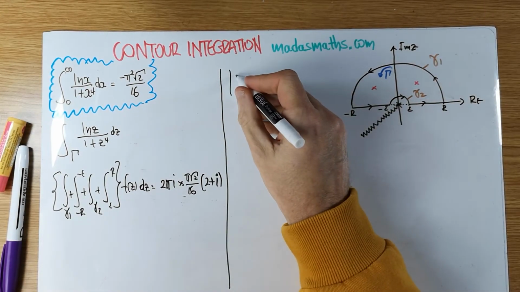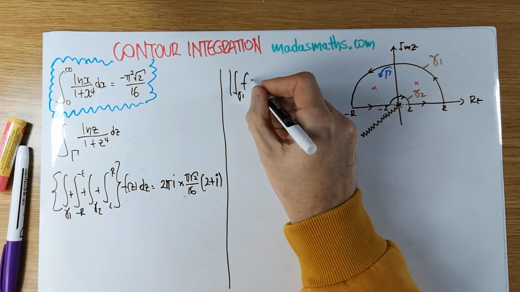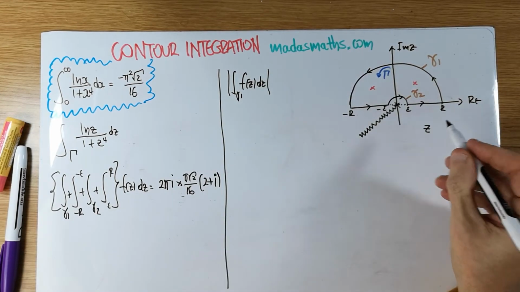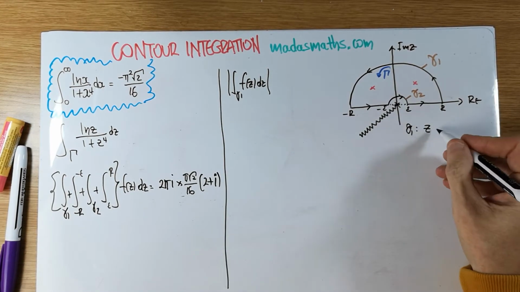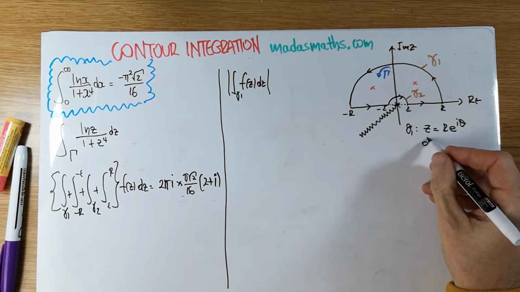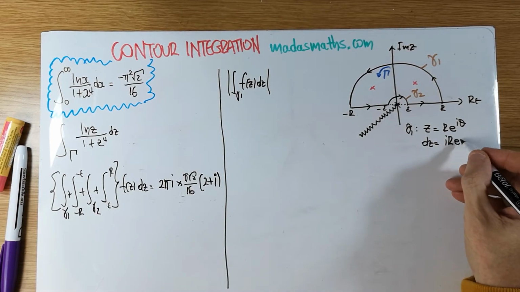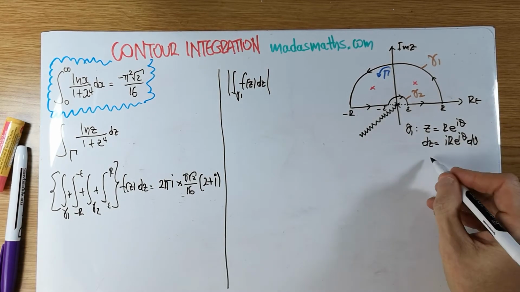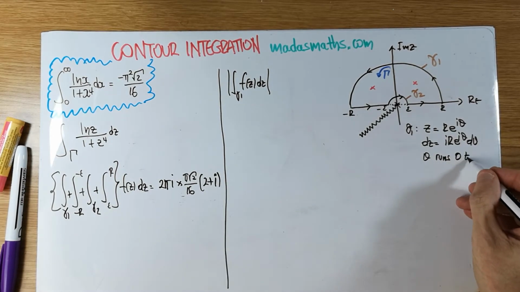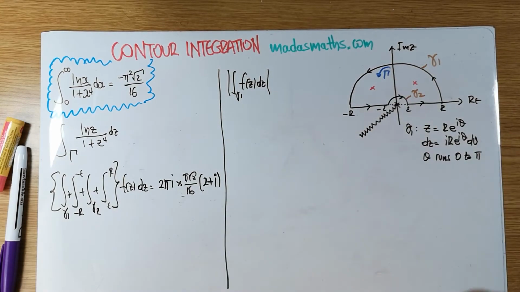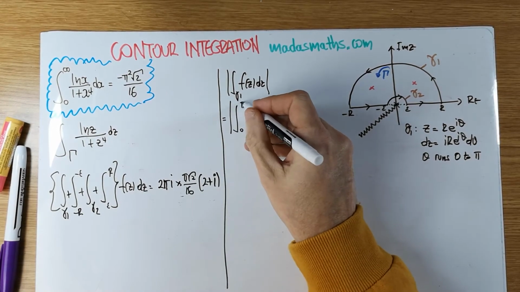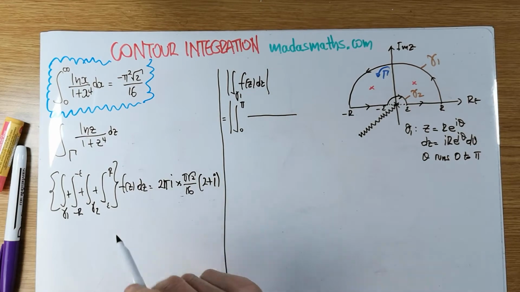So the integral around gamma 1 of f of z dz. We're going to parameterize it, of course, around gamma 1. z is r e to the i theta, circle radius r, dz is i r e to the i theta d theta, and theta runs from 0 to pi. Okay, so for this particular one, therefore, 0 to pi, and now we need to put everything in parameterized form.